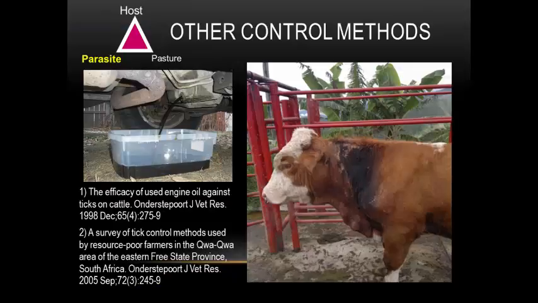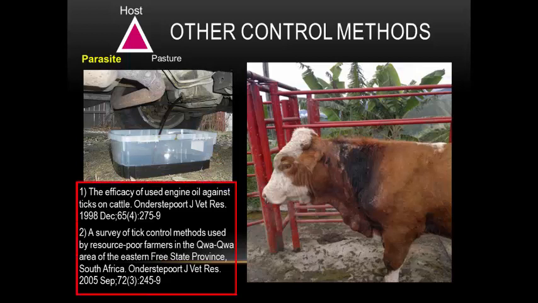Now, the other method of control, which tends to be used by resource-poor farmers, not only in Colombia, and you can read those two references listed here that come from South Africa, is the application of used motor oil on the animal, the same one coming out of that vehicle. I know there is now a huge movement to recycle used motor oil to protect the environment and make sure it doesn't end up contaminating any waterways. So I'm not really advocating its use on cattle, but it's obviously a very inexpensive method of tick control.